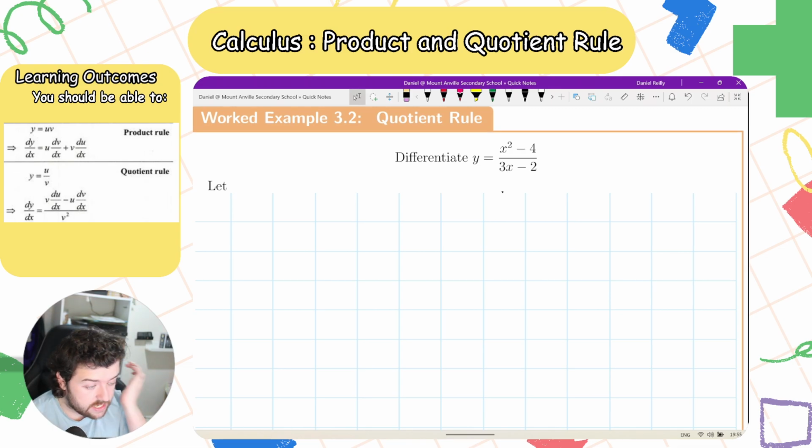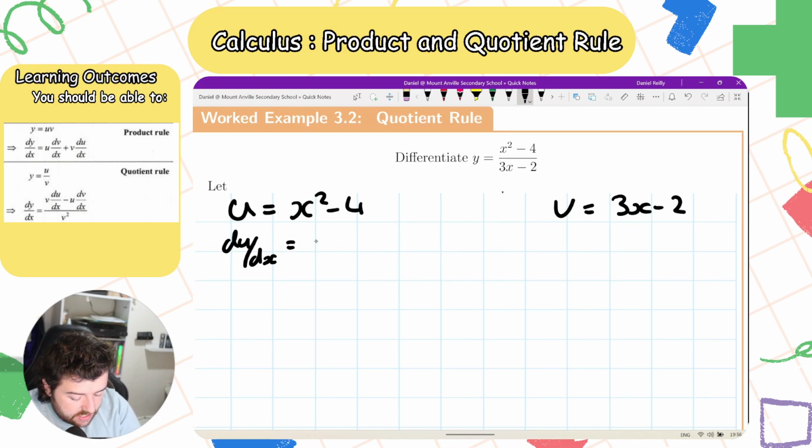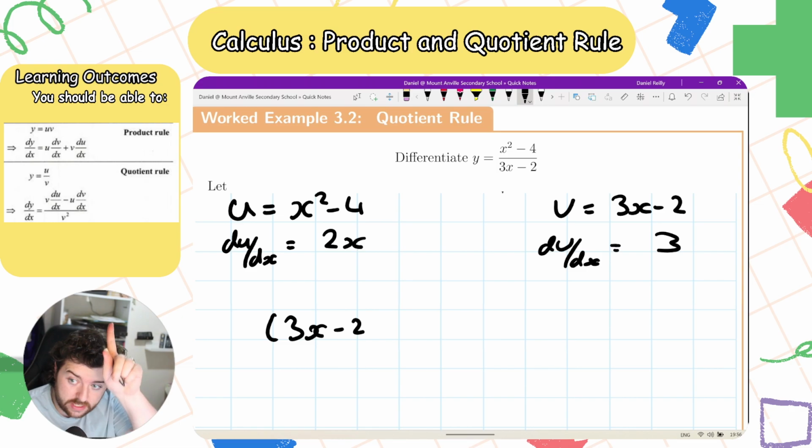So let's have a look here. Differentiate y equals x squared minus 4 over 3x minus 2. U is equal to x squared minus 4. V is equal to 3x minus 2. Du dx is going to be equal to 2x. dv dx is going to be equal to 3, since 3x goes to 3 and minus 2 goes to 0. So that is going to be 3x minus 2.